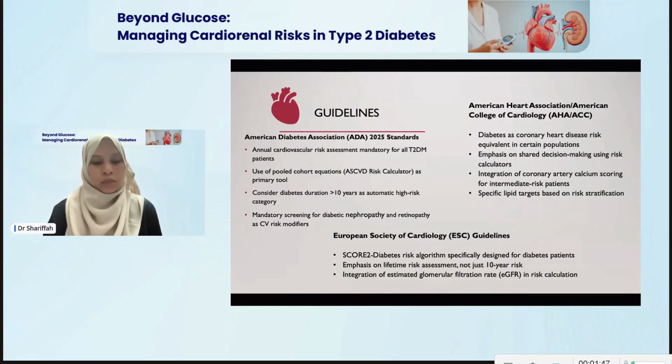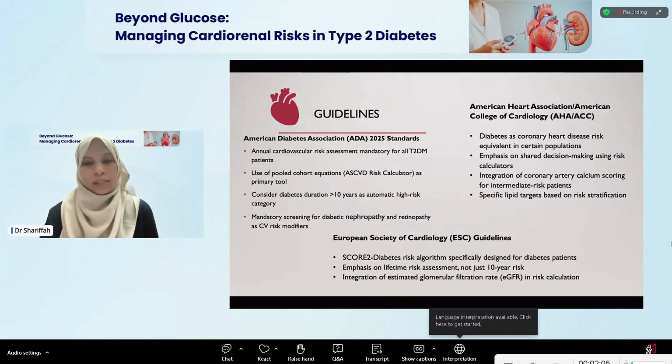And the thing also is to have mandatory screening for diabetic nephropathy. So you check the eGFR, you check the albumin creatinine ratio, and you check the eyes and the feet for patients with diabetes at least annually, because these are all cardiovascular risk modifiers. But despite established guidelines, significant gaps still exist between recommended cardiovascular risk assessments and the implementation in primary care. Studies indicate that up to 40% of diabetes patients receive suboptimal cardiovascular risk evaluation. This leads to missed opportunities for preventive intervention.